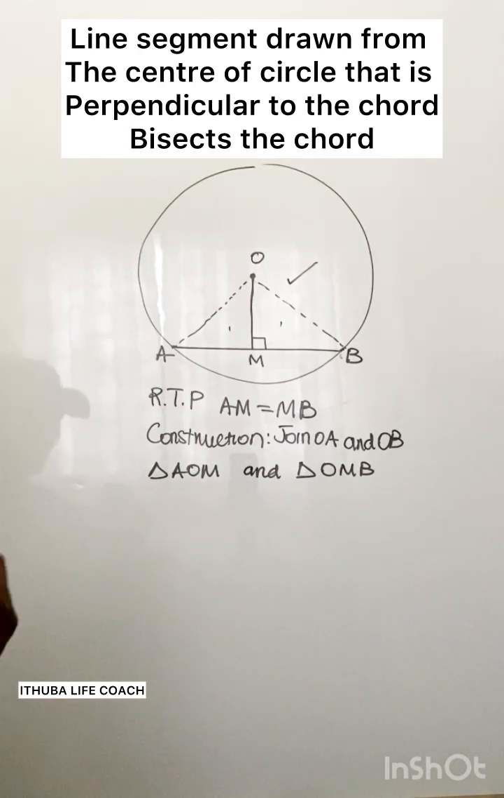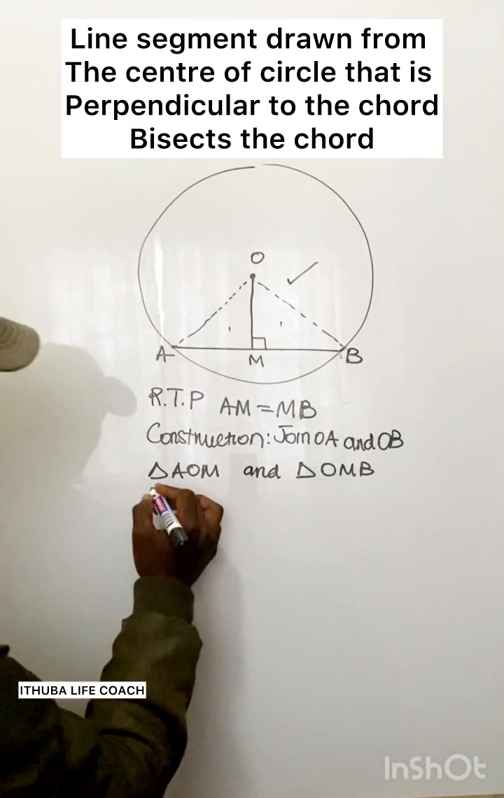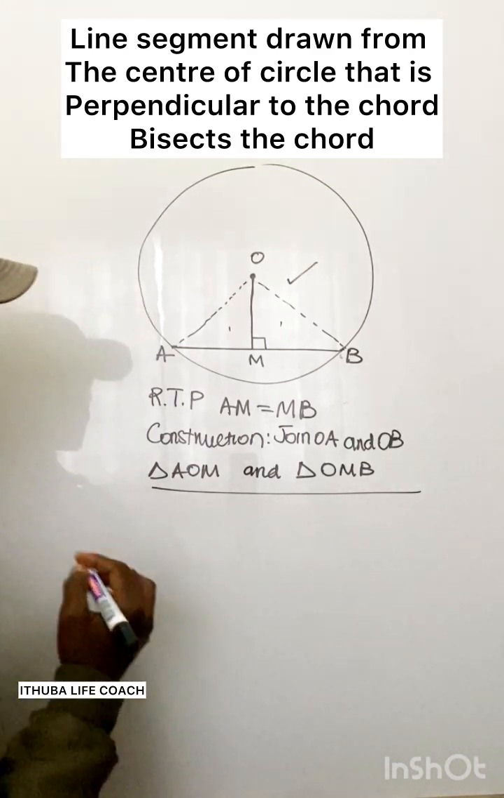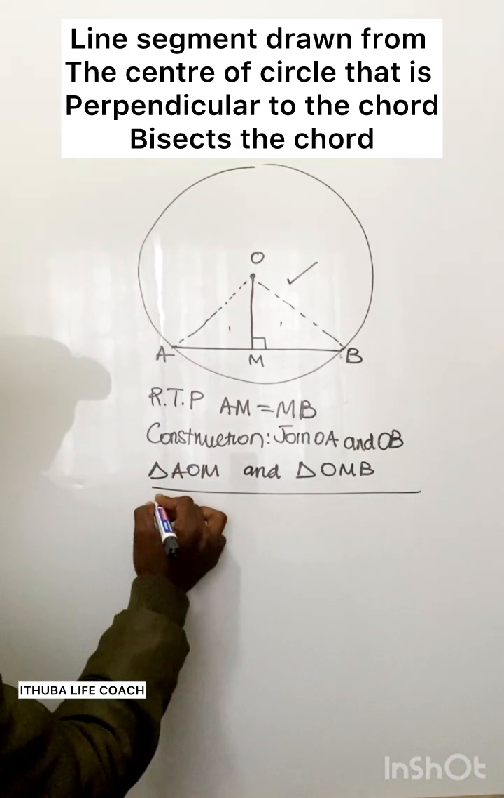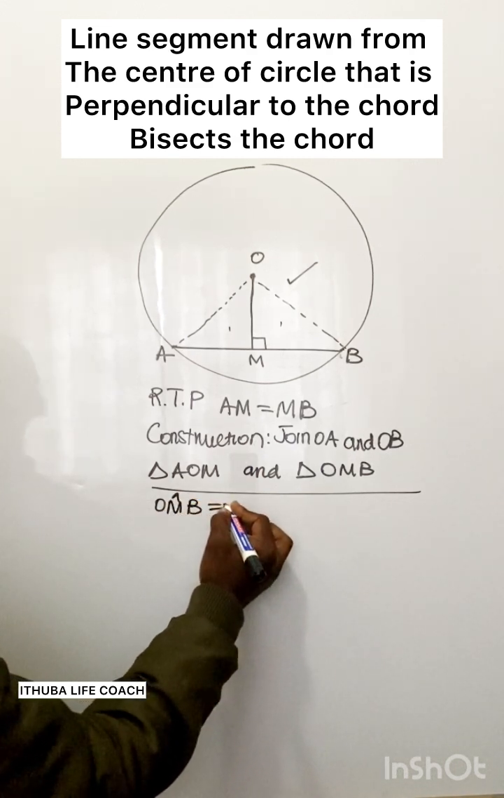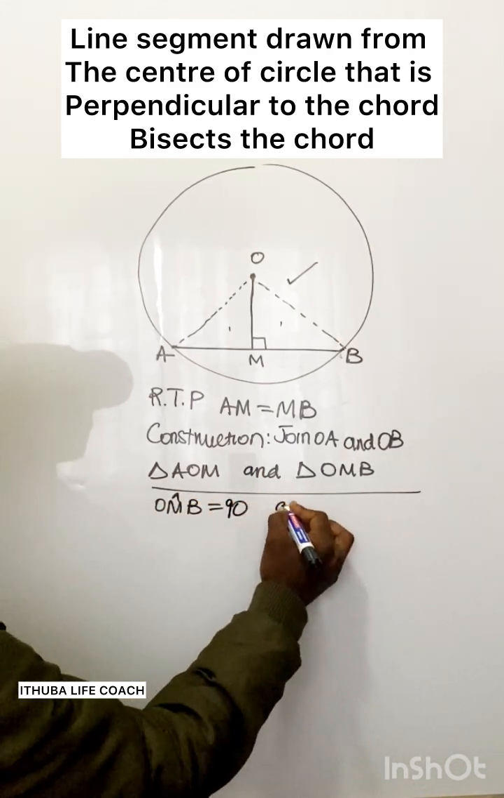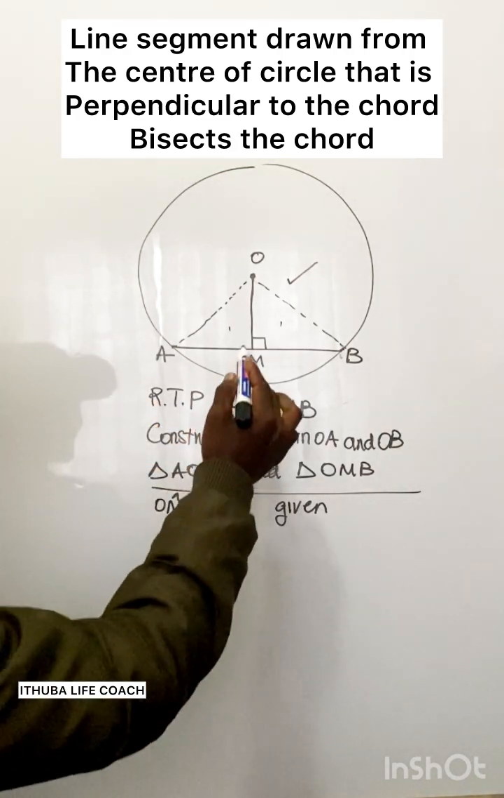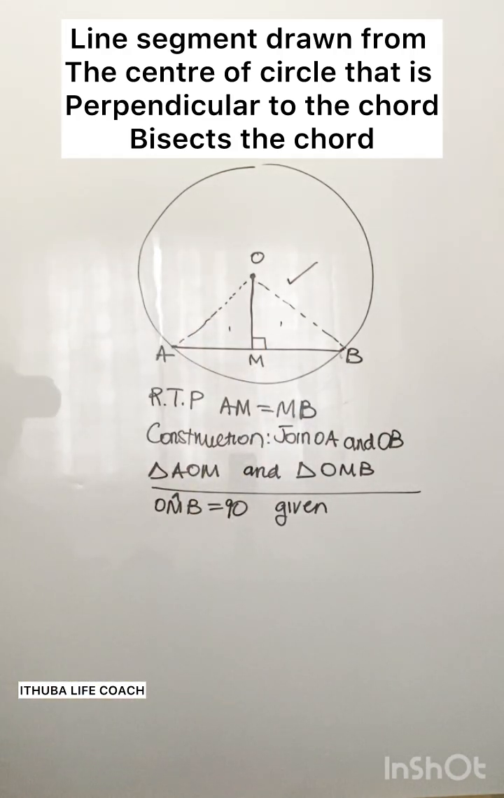Now let's start with the given. What are we given in this triangle? We are given number 1, statement and the reason. We are given that angle OMB is equal to 90. This is a given, guys. Why is it a given? It is part of your drawing. You didn't construct, you didn't do anything. They gave you that angle is equal to 90.